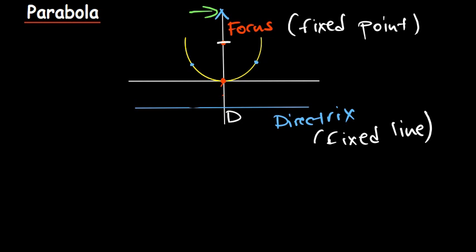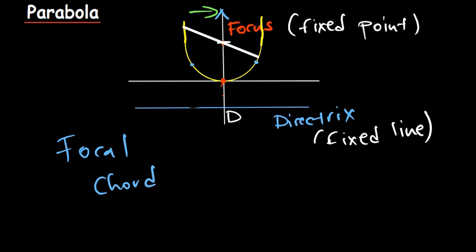So if I was to increase my drawing of a parabola, like that. Any line that passes through the focus and touches the parabola on 2 points is called the focal chord. So a focal chord is a line that passes through a focus and touches the parabola on 2 points. That's a focal chord.